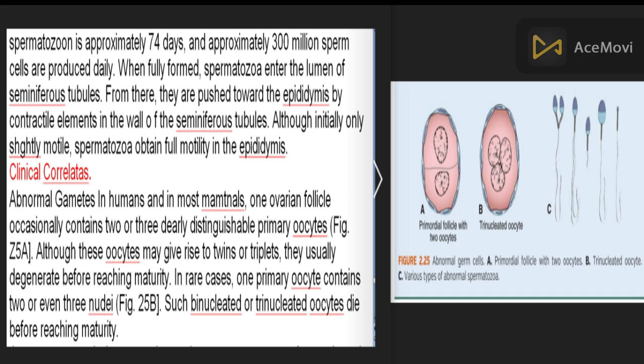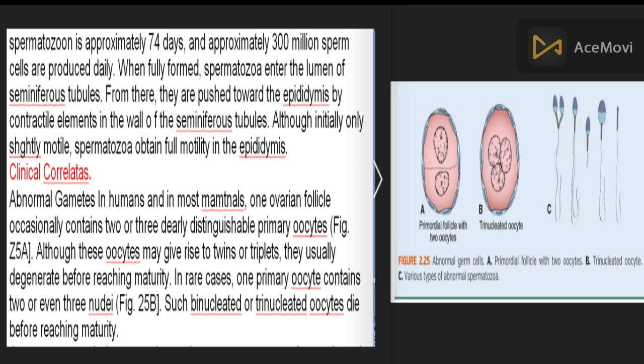When fully formed, spermatozoa enter the lumen of seminiferous tubules. From there, they are pushed toward the epididymis by contractile elements in the wall of the seminiferous tubules. Although initially only slightly motile, spermatozoa obtain full motility in the epididymis.